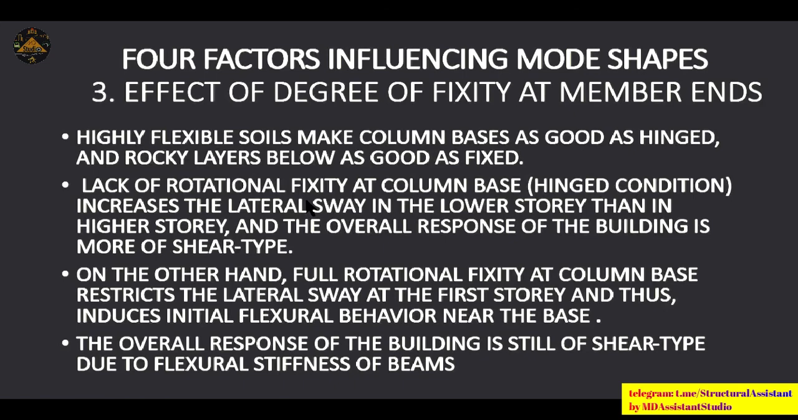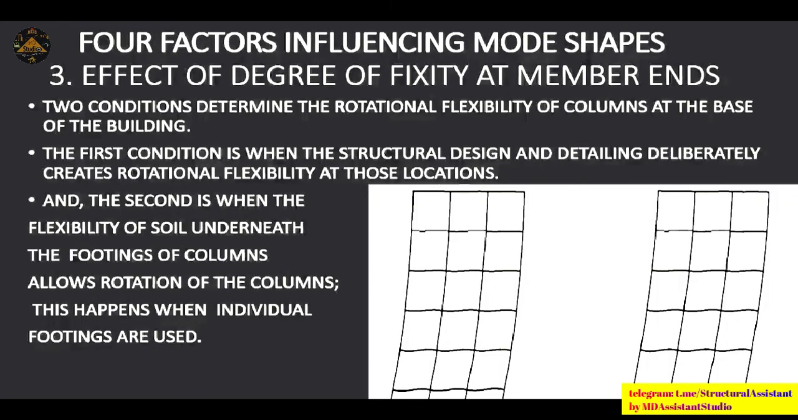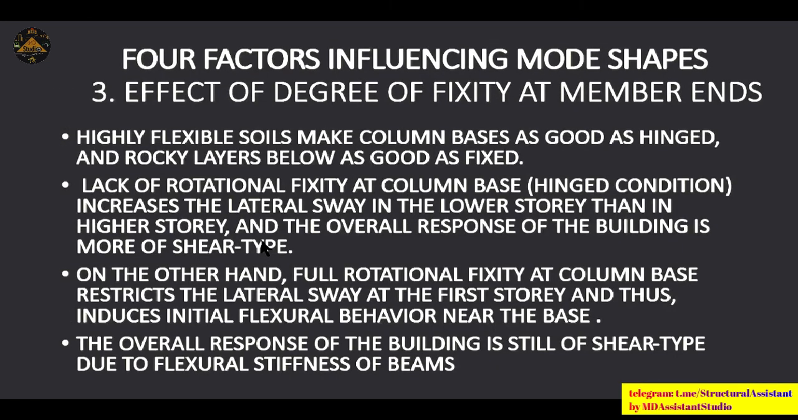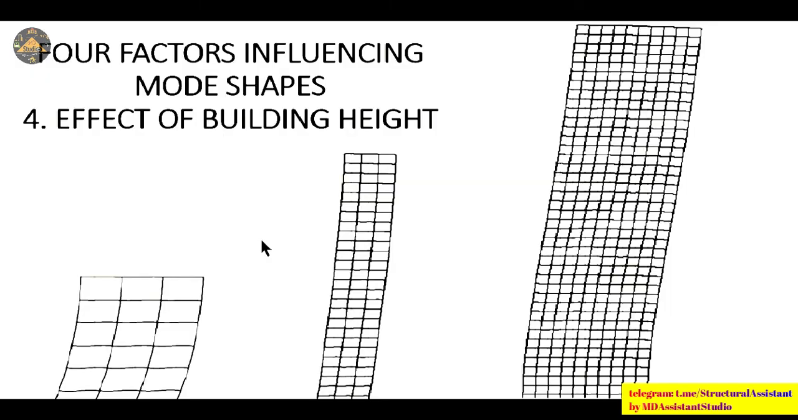So what basically happens is that highly flexible soil makes column bases hinged, and a rocky layer below is as good as fixed. So lack of rotational fixity at column bases, that is in the case of hinged columns, increases the lateral sway in the lower stories more than in the higher stories, and here you can see that the overall response is of shear type. And on the other hand, full rotational fixity at column bases restricts the lateral sway at the first story and thus induces initial flexural behavior near the base. So the overall building is still of shear type due to flexural deformation of the beams.